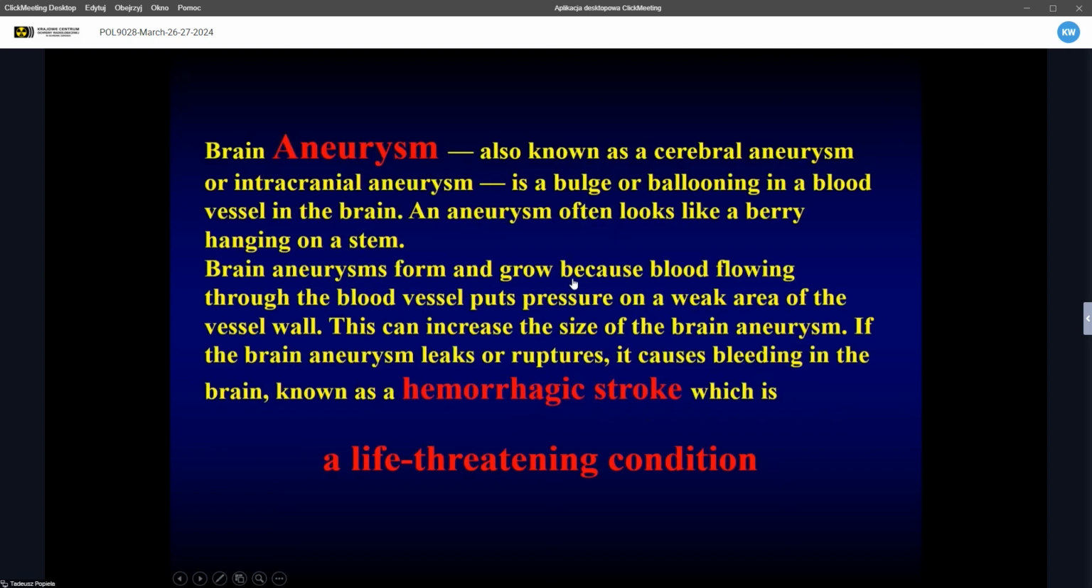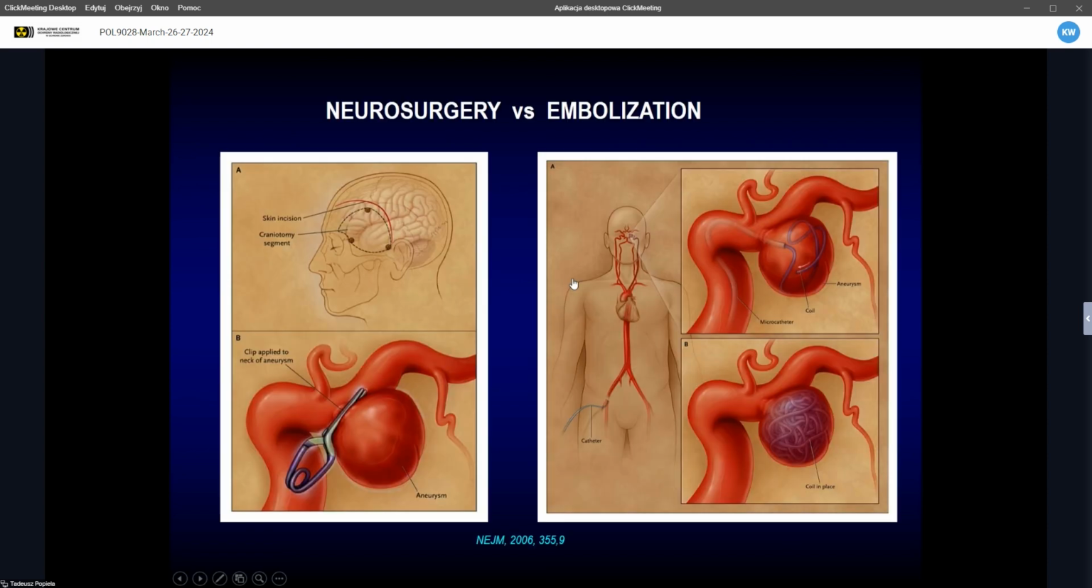We started with the brain aneurysm. There is a definition. What is it? I'm sure that all of us already know. Professor Walewski also showed some cases. But the most important thing is that it's a life-threatening condition because we don't know when the aneurysm is going to break. And then we have a hemorrhagic stroke, and this is really quite risky for the patient. So what kind of treatment do we have in terms of cerebral aneurysm?